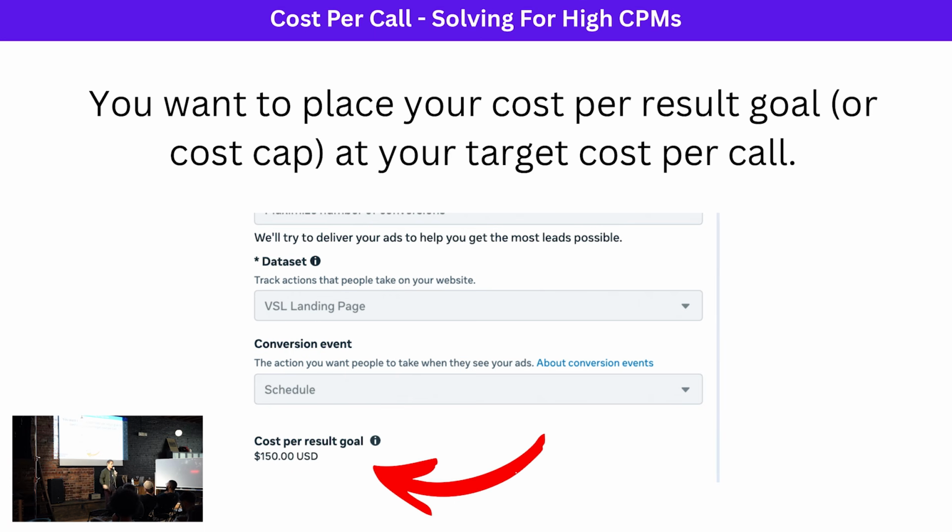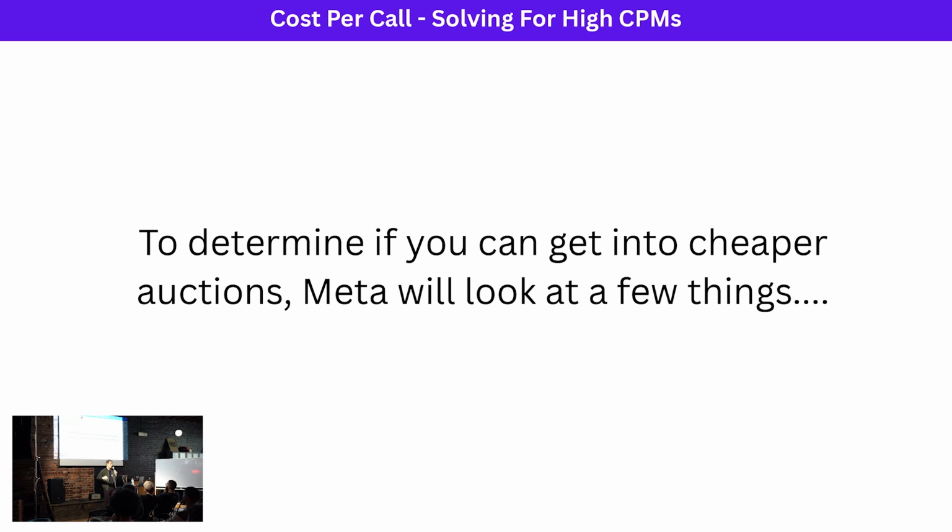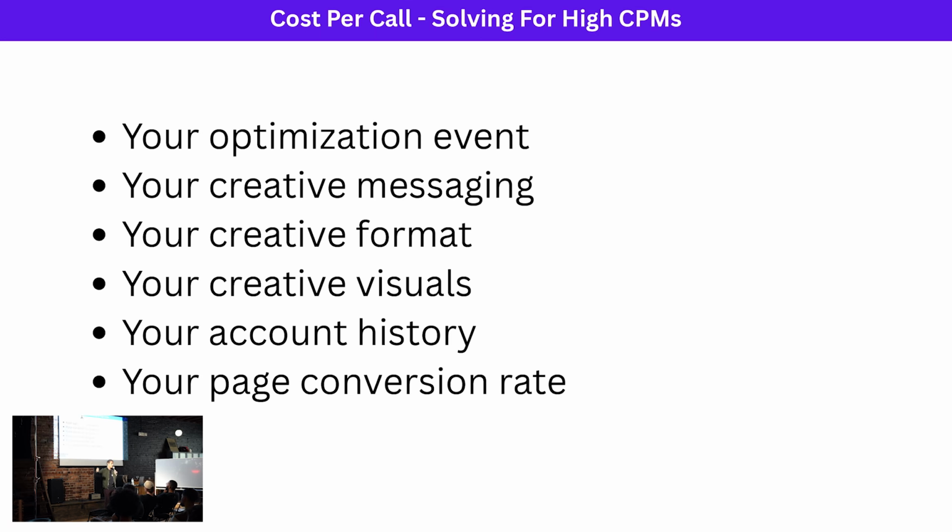You can do that right there on the ad set level if you're on ABO. It's right there, cost per result goal. If your cost per call shoots up and CPMs shoot up, adding a cost per result goal, so again, cost cap, can really pull things back into range by telling Meta, I don't want to participate in these pricier auctions. To determine if you can get into cheaper auctions, Meta will look at a few things: your optimization event, your creative messaging, creative format, your visuals, account history, and page conversion.